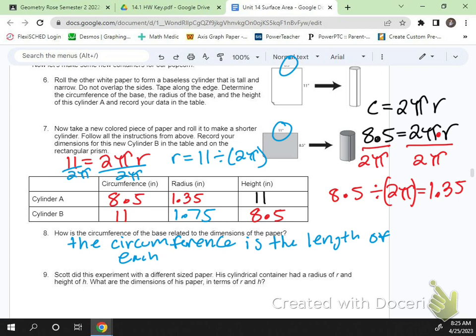Number 9. Scott did his experiment with a different size paper. His cylinder container had a radius of R and a height of H. What are the dimensions of the paper in terms of R and H? Well, your length is going to be the circumference, 2 pi R. And your width became our height.